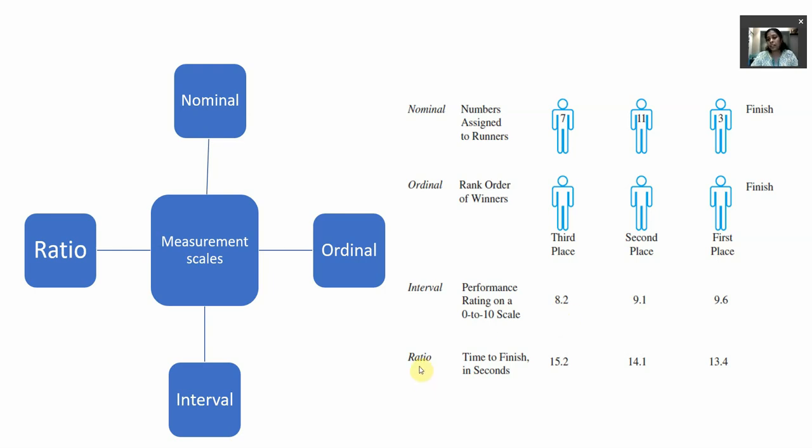And the final one is the ratio scale, which is the data where, for example, the time to finish in seconds. So here each of the athletes after running the race takes a certain amount of seconds to complete their race. So that seconds is considered as the ratio data. Other examples of ratio data are sales, height, weight, etc.